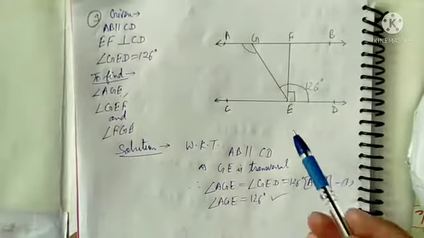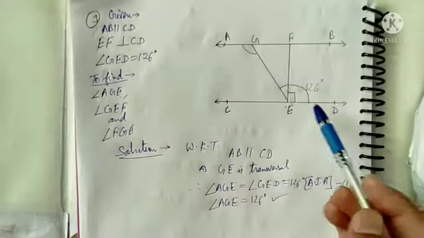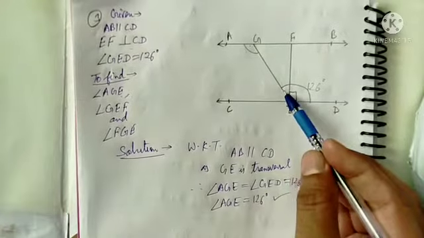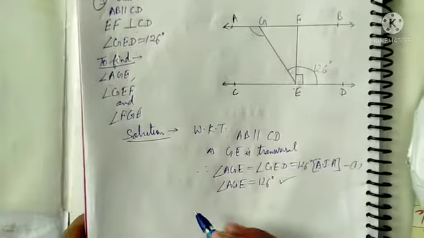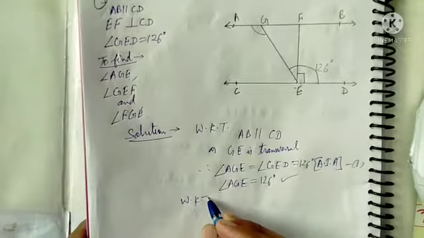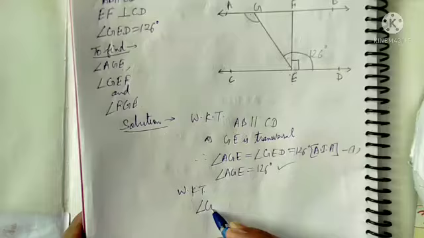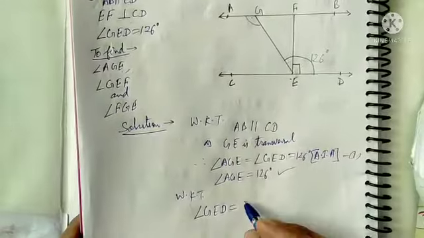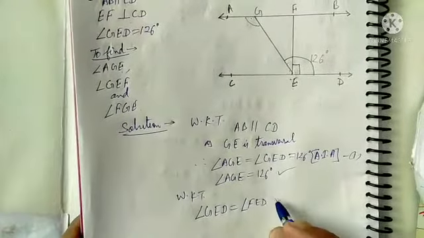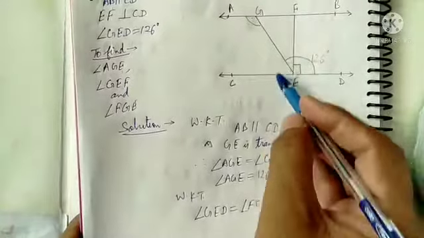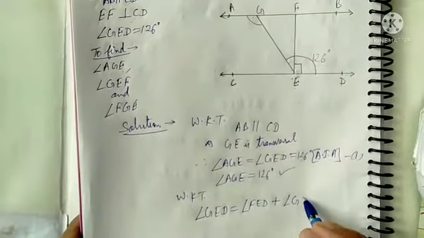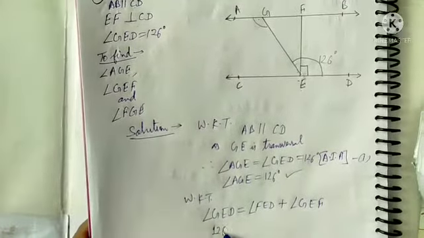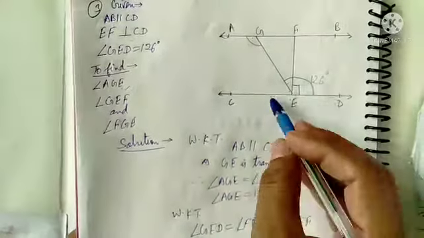Now GEF. Where is GEF? Angle GEF, we want the value of this angle. It's so simple. You know the whole angle, how will we get it? We know that angle GED is divided into two parts: angle FED plus angle GEF. Now this whole angle is how much? 126 degree. It is given. Whole angle is 126 degree.